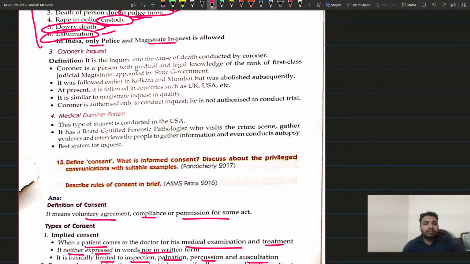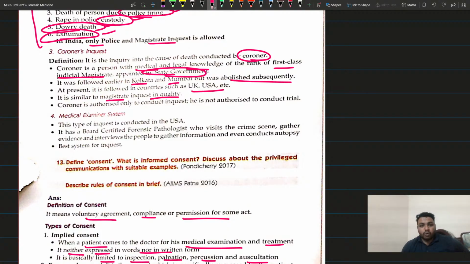Then coroner's inquest, inquiry into the cause of death conducted by a coroner. Coroner is basically a person with medical and legal knowledge, of the rank of first class judicial magistrate, appointed by state law. It was followed earlier in Kolkata and Mumbai, but abolished subsequently. It is followed in the UK, US, etc. Similar to magistrate inquest in quality, the coroner is authorized only to conduct the inquest. He is not authorized to conduct trial.